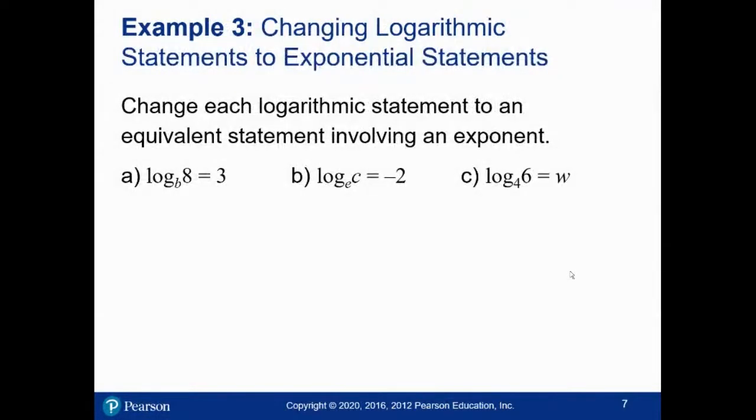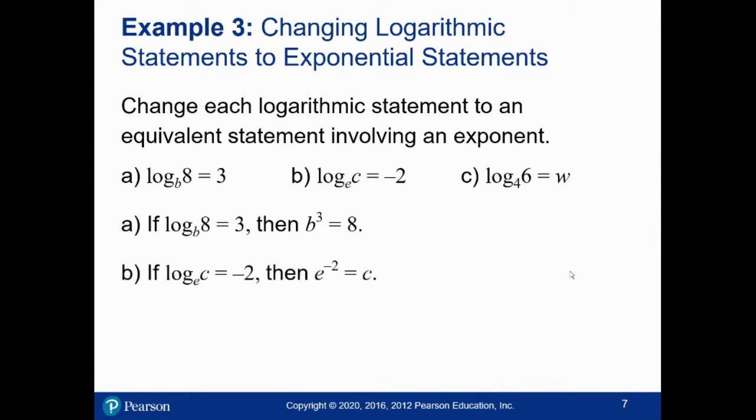Now change these logarithmic statements into an exponential one. Identify the base, and then whatever it's equal to is the desired exponent in the exponential. So log base b of 8 equals 3, so b to the third equals 8. Log base e of c is -2, so e to the -2 is c. And finally, log base 4 of 6 is w, so 4 to the w is 6. We identify the base and then use it as the base of the exponential. The thing that it's equal to is the exponent, and the thing that you are taking the log of is what this exponential is equal to.